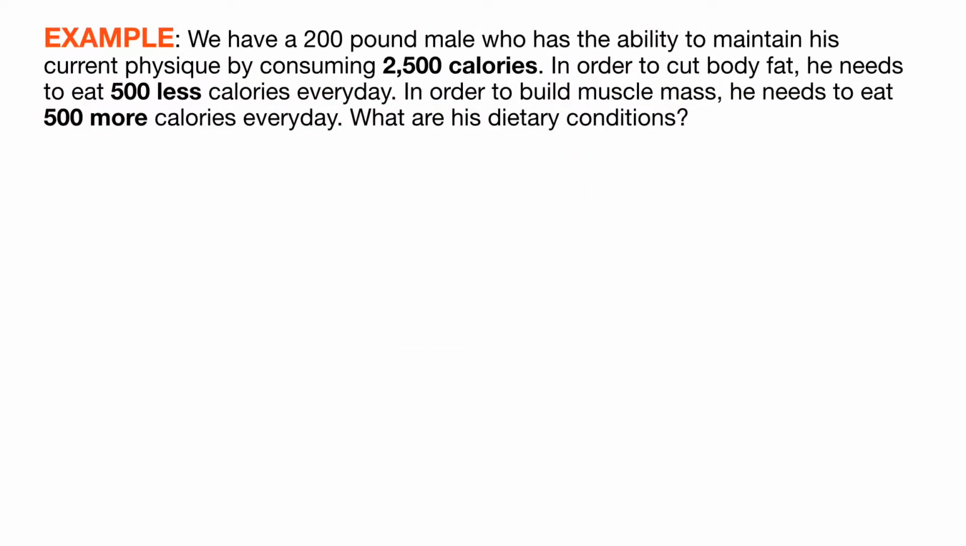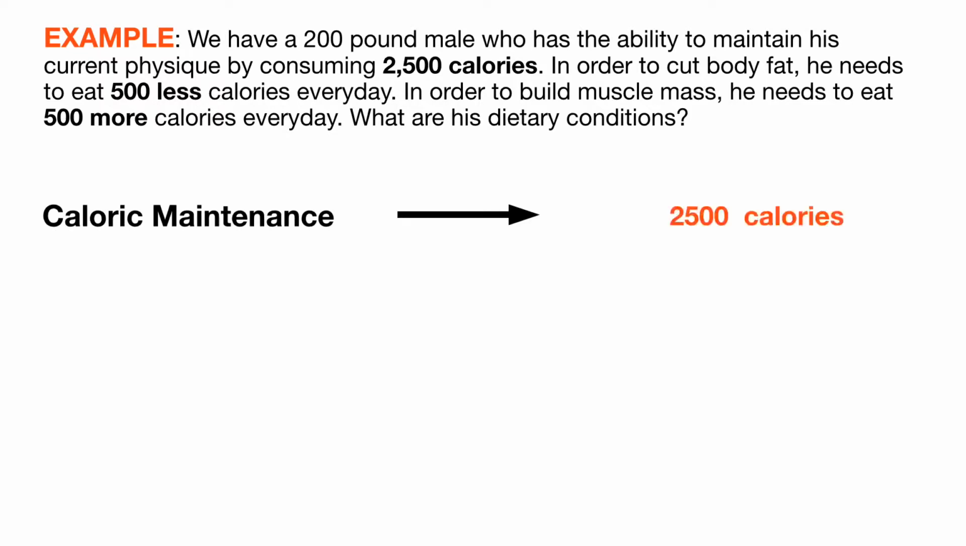So going forward with our example, we have a 200-pound male who has the ability to maintain his current physique by consuming 2,500 calories. In order to cut body fat, we know he needs to consume 500 fewer calories every day. And in order to build muscle mass, we know that he needs to consume 500 more calories every day. What are his dietary conditions?